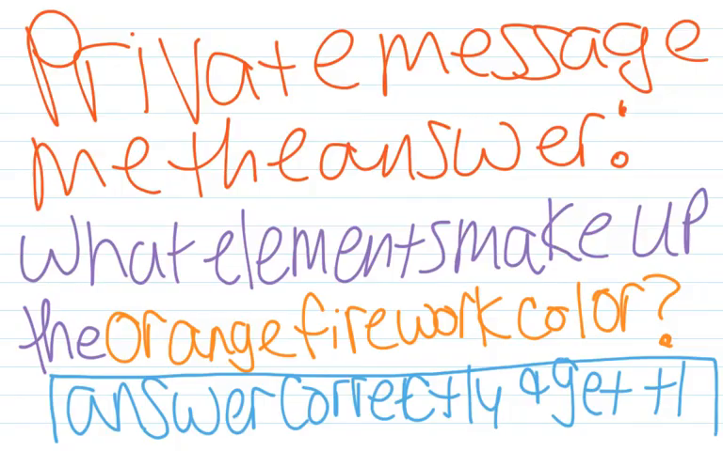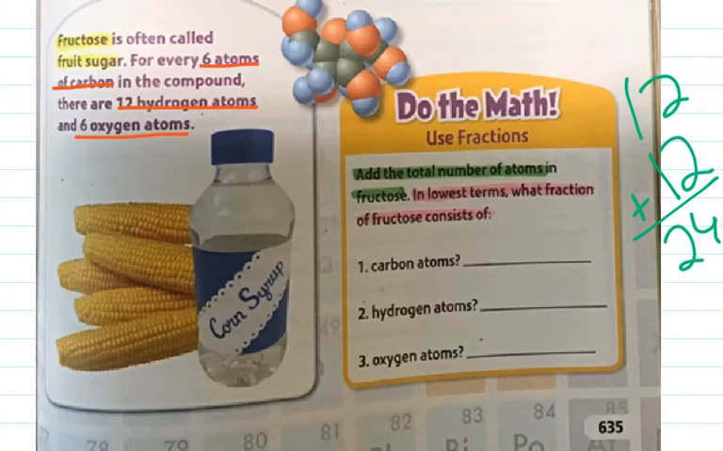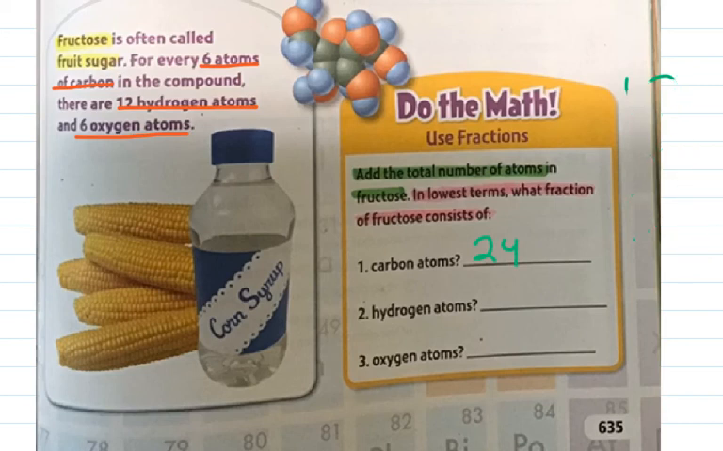So I'm going to write 24. You know what? Let me do it in a different color. That way you can see it better. 24 is my denominator. Now, I'm looking for the fraction of carbon atoms. So how many carbon atoms are there in fructose? Well, let's go back over here and look on the left. There's 6 atoms of carbon, 12 hydrogen, 6 oxygen. So carbon, 6. I'm going to put 6 on top of 24.